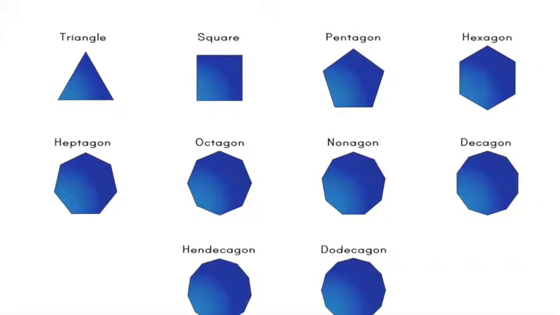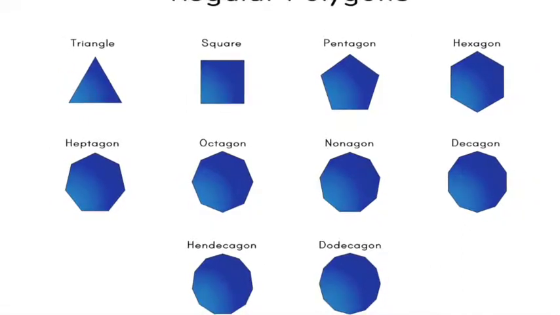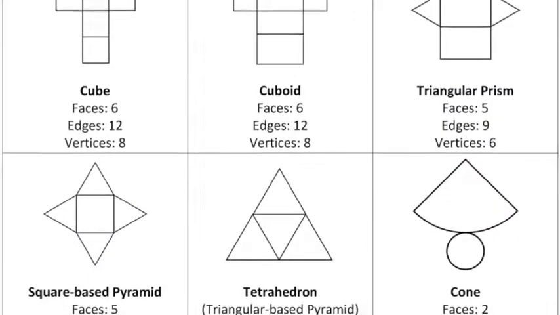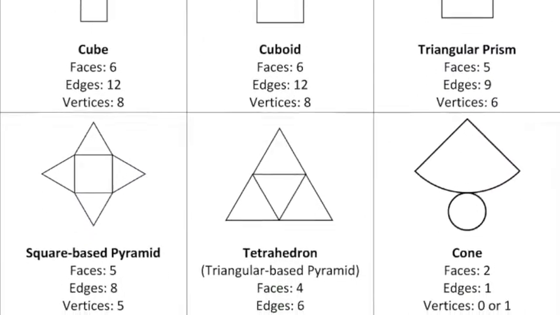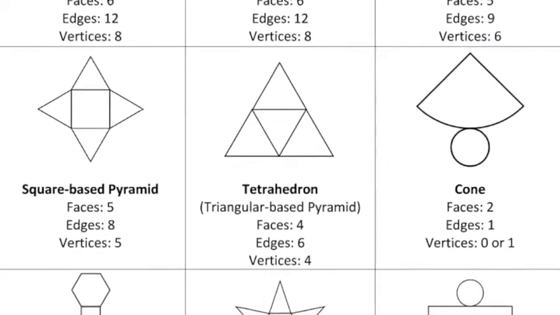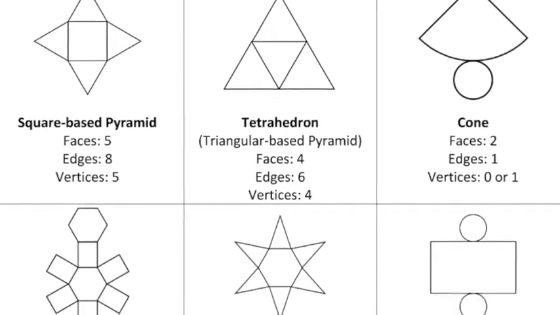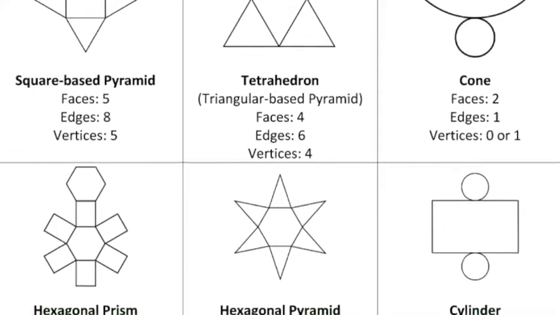Polygons must have three or more sides, defined by points called vertices, and the straight lines that connect those points we simply call edges. The interior region of a polygon is called the face. Vertices, edges, and faces are the basic components of polygons.